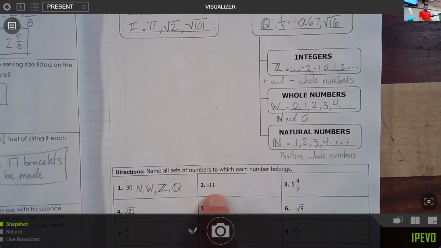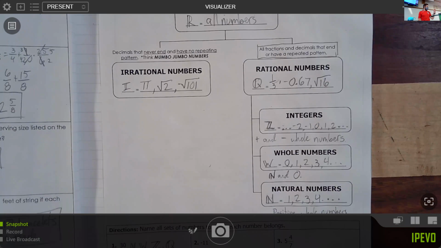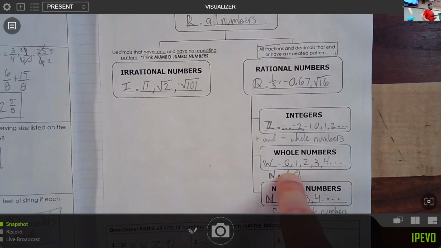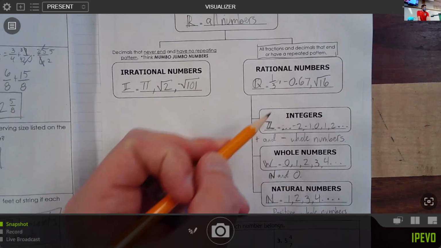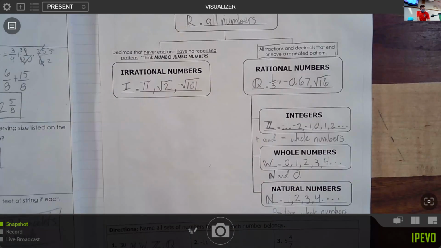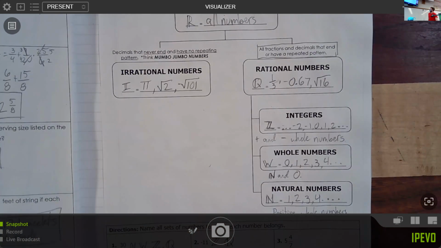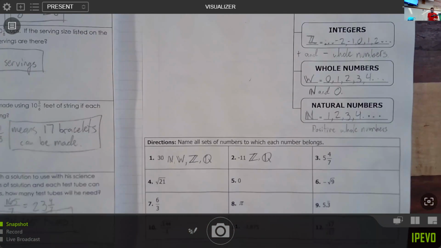Negative 11. So first thing you should do is look for the most specific subset that you can find. So where would negative 11 fall? Is negative 11 a natural number? No. Is it a whole number? No. Is it an integer? Yeah. So we'd say integer and rational for this one. Because it's an integer, it has to be rational. So we say integer. And we say rational. We're using Z and Q for that one.